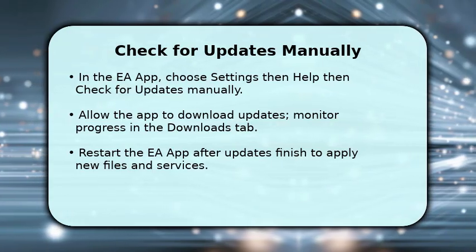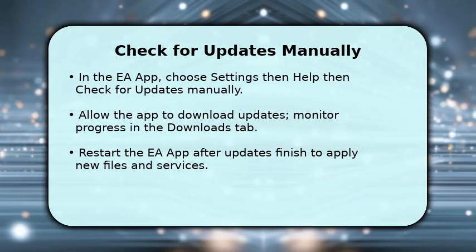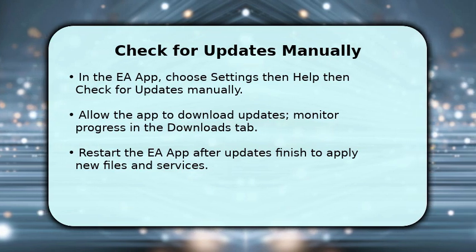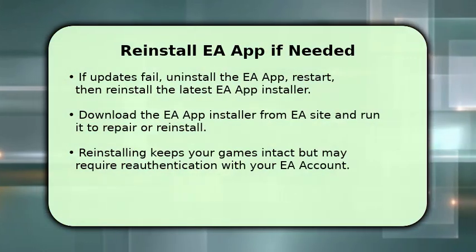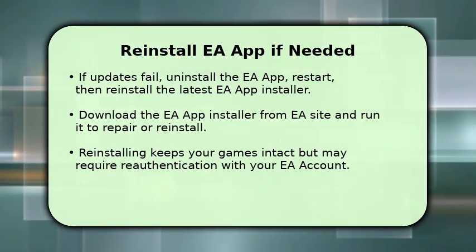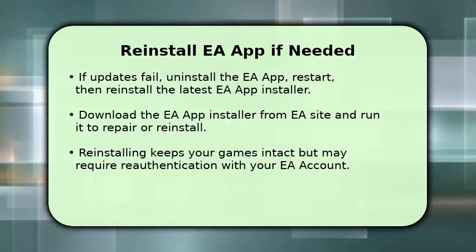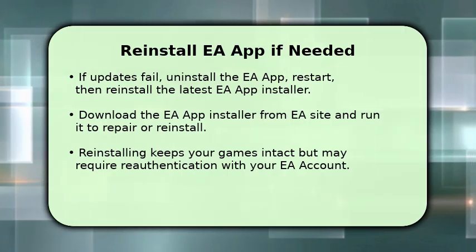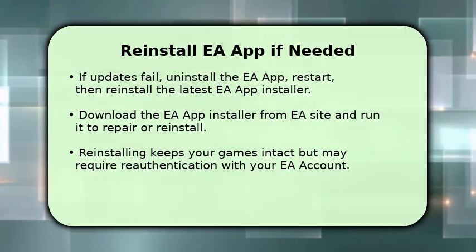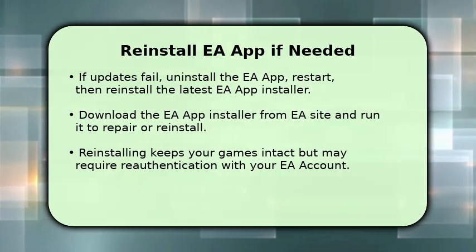If update checks repeatedly fail, uninstall the EA app, then restart your PC before reinstalling. Download the latest EA app installer from the official EA site and run it to repair or reinstall the client. The installer verifies files and replaces corrupted components without removing installed games in most cases. After reinstall, sign in with your EA account to re-authenticate licenses and start any pending updates.